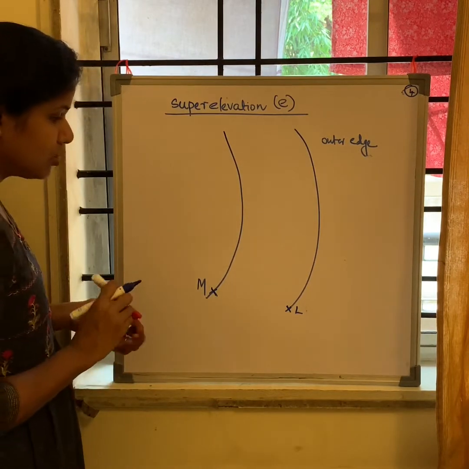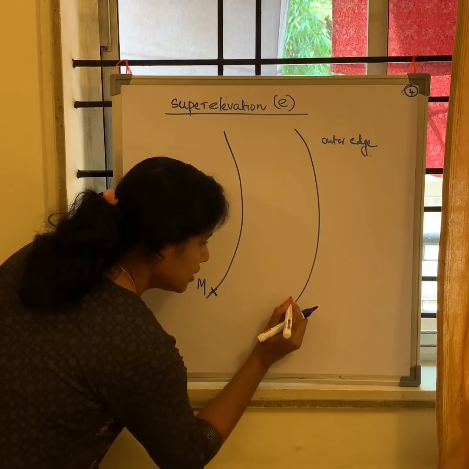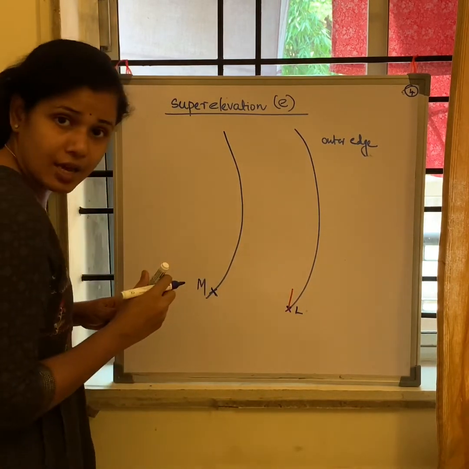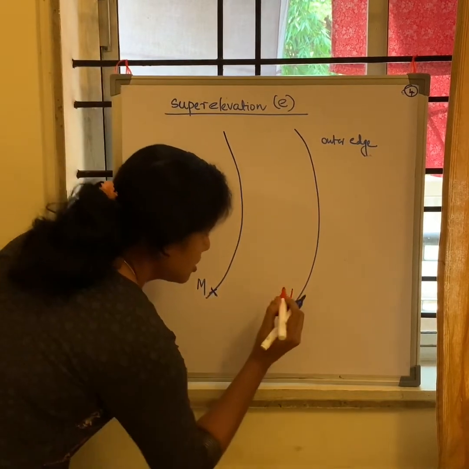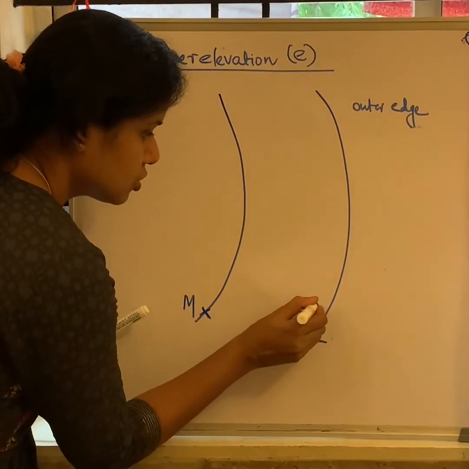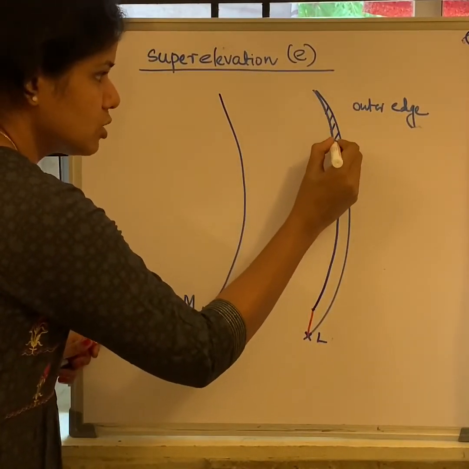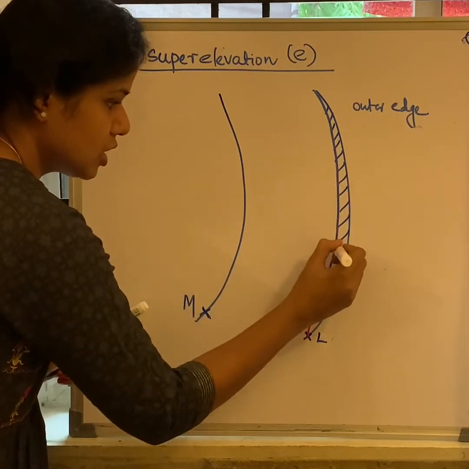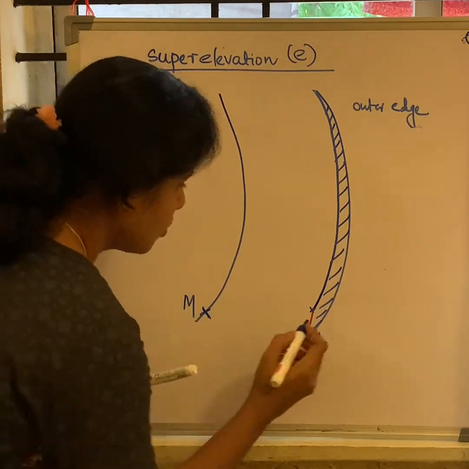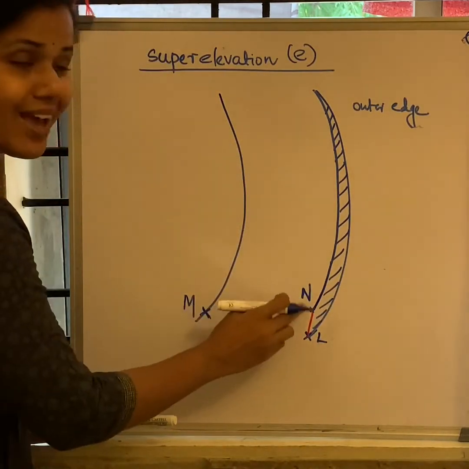Now what is it that we are doing? We are raising our outer edge with respect to the inner edge. So assume that this is the rise I have given. This horizontal curve has been raised, the outer edge has been raised. This new point, I am going to mark it as the letter N. So we mark 3 points, M, N, L.